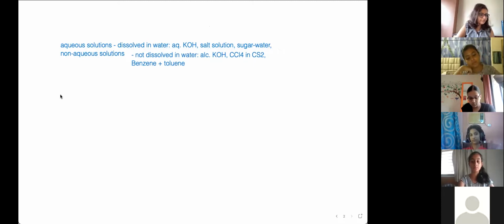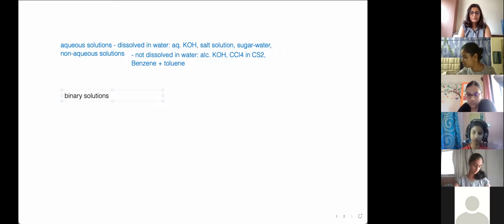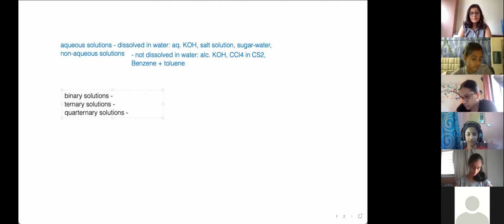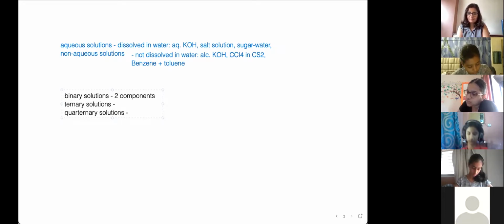Next, we have classification based on the number of components. So you have binary solutions, then you have ternary solutions, and you have quaternary solutions and so on. This is pretty obvious, like your polynomials, where you have binomial, trinomial and all that. Same thing. Binary solutions means you have two components, like the examples we just discussed. Ternary solutions means you have three components.